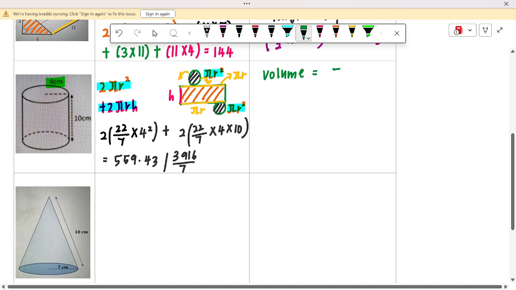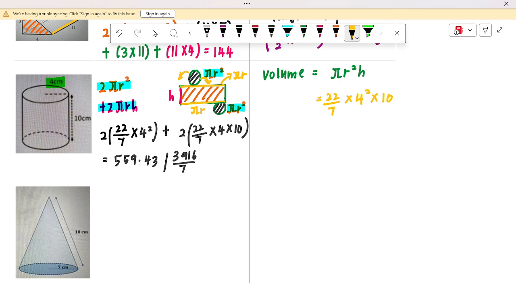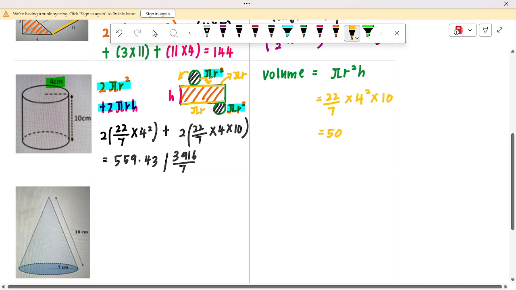Whereas for volume of cylinder, it is pi r square h. So pi will be 22 over 7, your radius will be 4 square, and your height will be 10. That's all. So 22 over 7 times 4 square times 10, which will give you 502.86. Or you can leave your answer in fraction, which will be 3520 over 7. Okay, now let's go to our next shape.